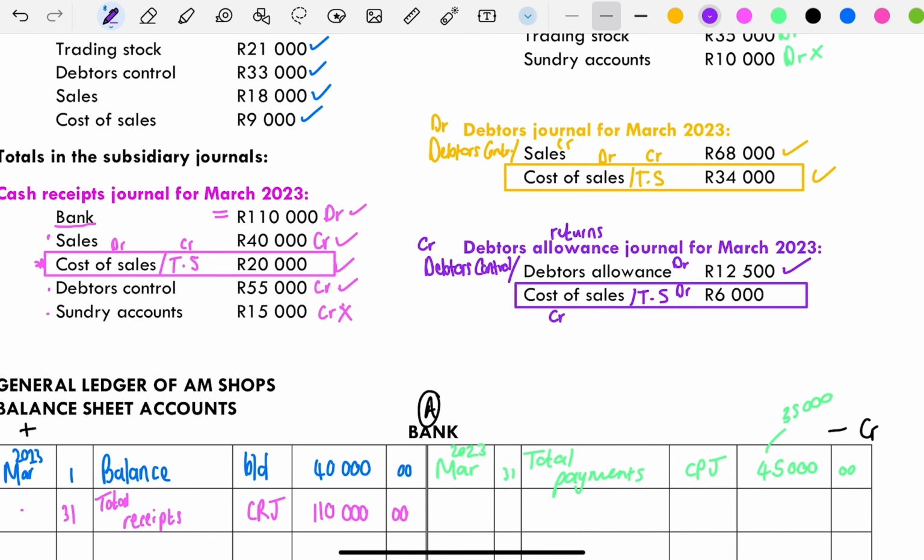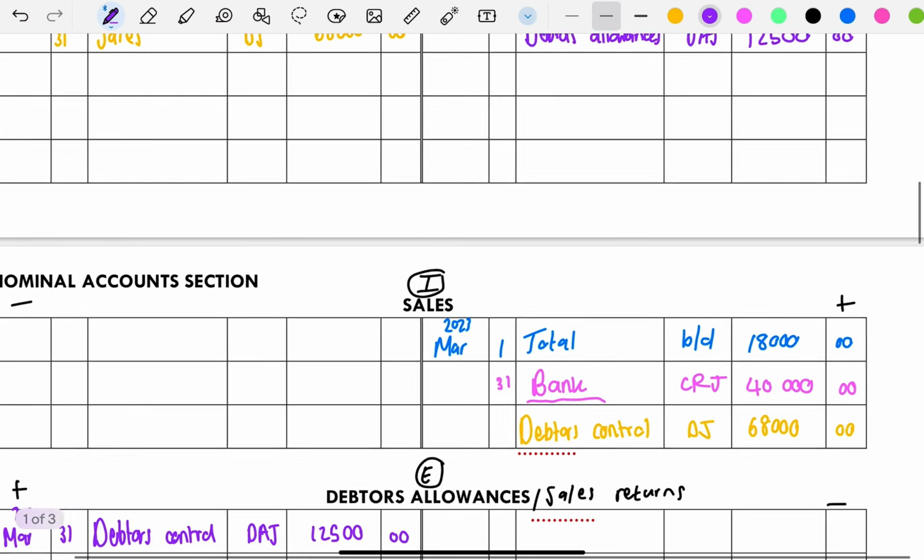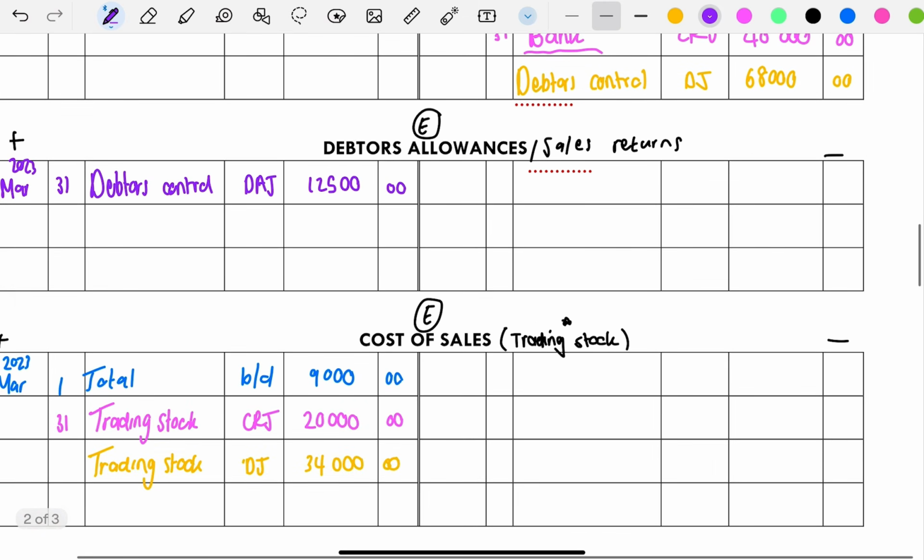For the cost of sales trading stock part, we need to go to trading stock and debit 6,000 because when we receive stock back, it's going to increase our stock. So debit trading stock, which means my cost of sales will be credited this time. So the date, last day, the credit is in cost of sales and the debit is in trading stock.